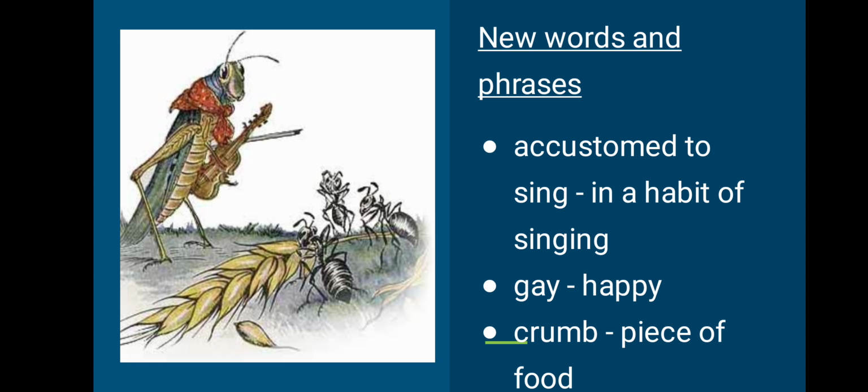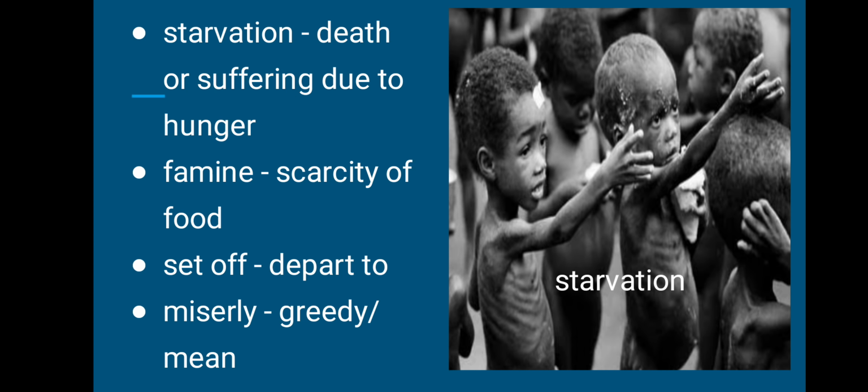And then he says, oh, now what will happen to me? What will become of me? Like, ab mera kya hoga? It's that tone. Oh, what will become of me? At last, by starvation and famine. See the words? Starvation. Can you see the picture here? Yes, these kids are starving. They are famished.